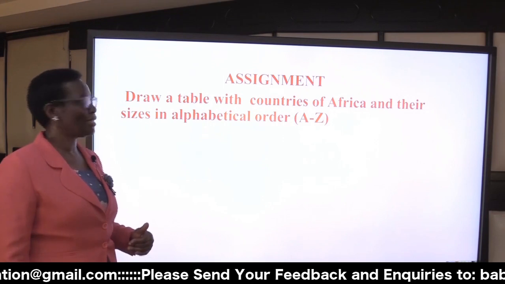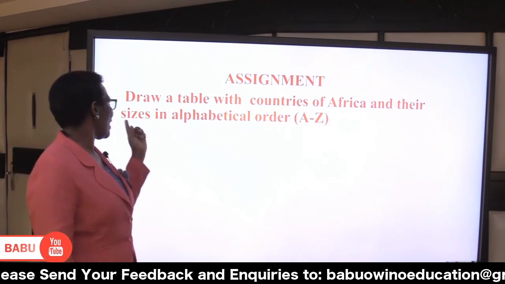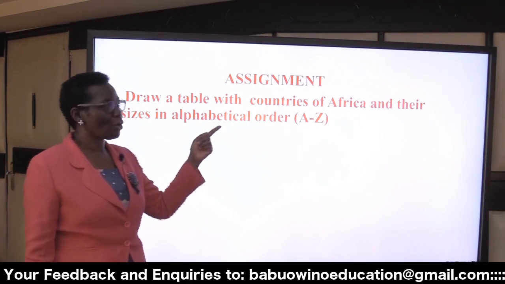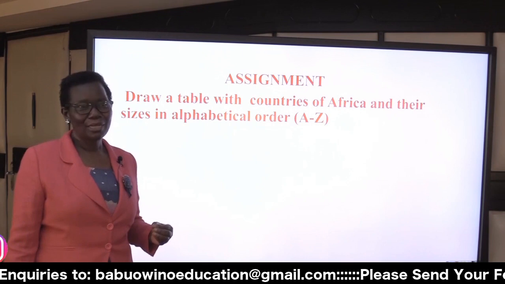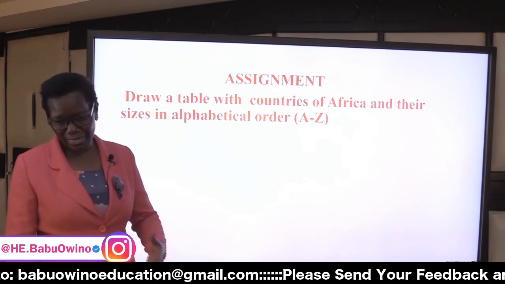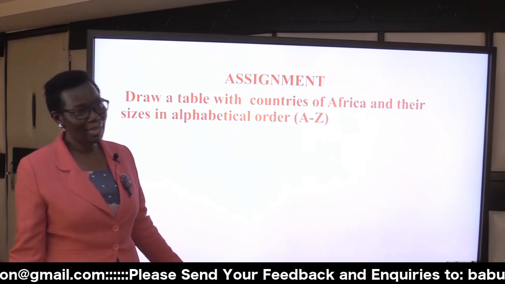Otherwise, I've given you an assignment here. Draw a table with the countries of Africa and their sizes in alphabetical order, A to Z. A will start with Algeria. So Z will be any country, Zambia, Zimbabwe, they'll be coming at the end.